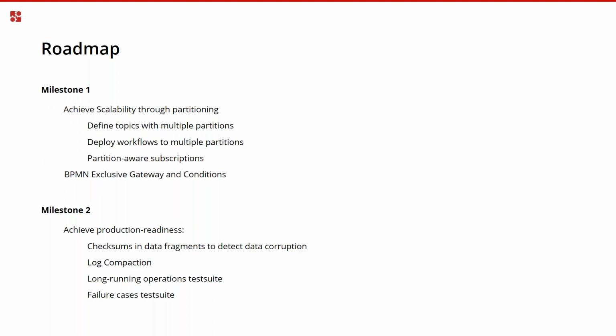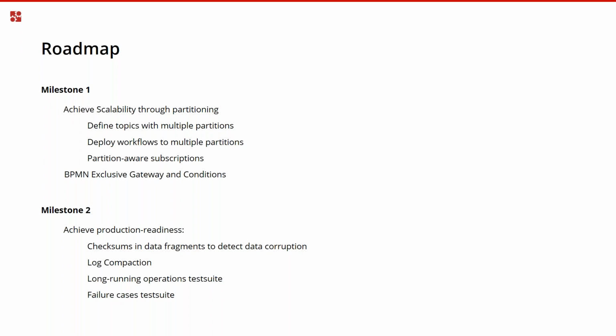And for that, you will be able to define topics with multiple partitions and replication factors, then deploy workflows in a way that they get assigned to multiple partitions, and then have the partition-aware subscriptions so that when I have a single subscriber to a topic that has multiple partitions, that subscriber actually sees all the data that is in all the different partitions. Then, as a next BPMN feature, we also want to build the exclusive gateway and the conditions so that in the orchestration flow you can take different paths based on data and conditions.